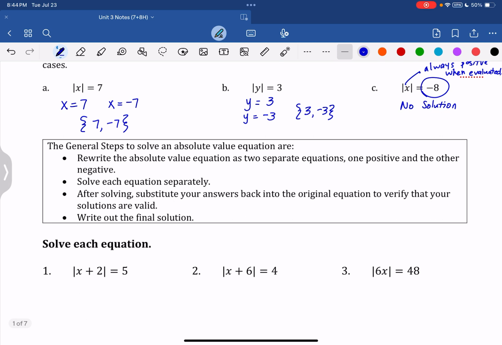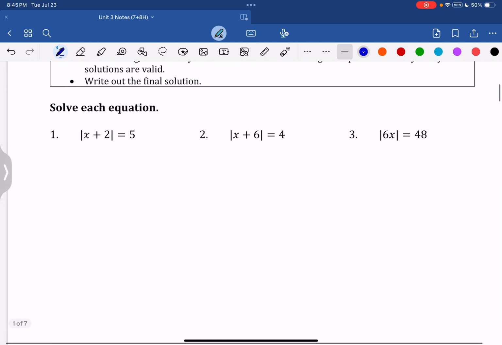So our general steps to solve an absolute value equation are to rewrite the absolute value equation as two separate equations, one positive, the other one negative. Solve each equation separately, and then you can check your answer, make sure both work, and then write your solution out. So here we go.